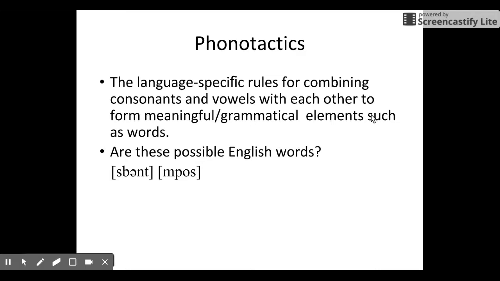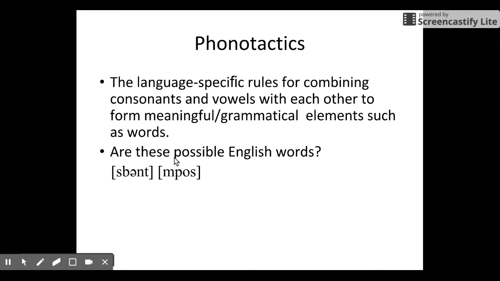First, phonotactics. Phonotactics are language-specific rules for combining consonants and vowels with each other to form meaningful or grammatical elements such as words. So it's knowledge about how to put sounds together, and it's language specific. So it means that English will have its own phonological rules, and French and Italian and Mandarin and other languages will have their own phonotactics rules.